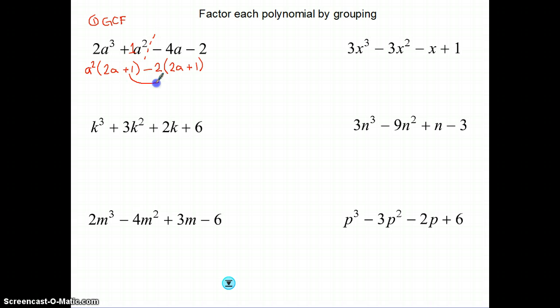Now notice these two parentheses match, so I can take those out to the front, 2a plus 1. And that leaves me with, in parentheses, an a squared minus 2 in my second parentheses.